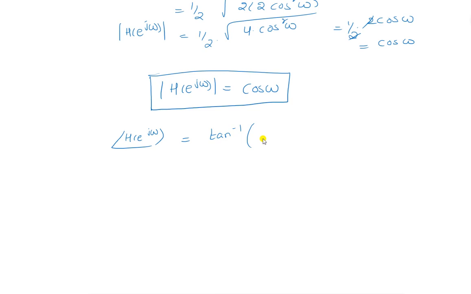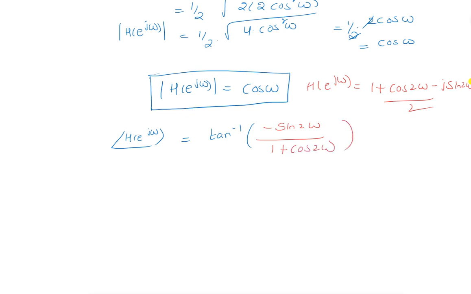So tan inverse is equal to, what is the function here? H of e to the power of j omega is obtained as 1 plus cos 2 omega minus j sine 2 omega by 2. Here the tan inverse is of b by a, sorry, not minus b by a, tan inverse of b by a. So here the b term is nothing but minus sine 2 omega, and the a term is 1 plus cos 2 omega.